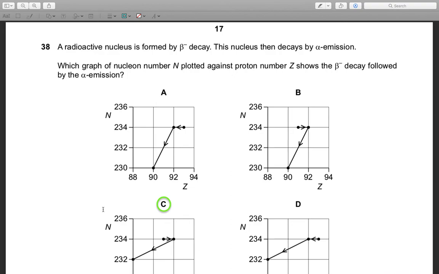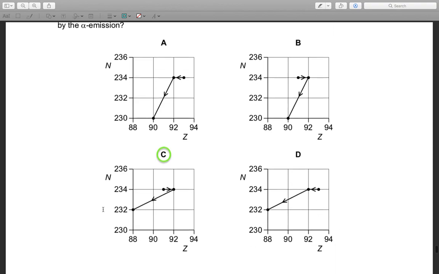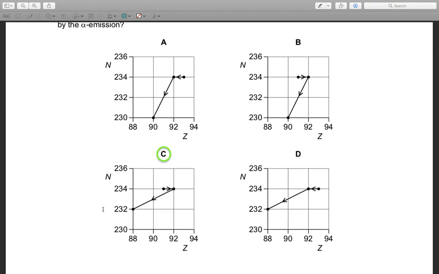38. A radioactive nucleus is formed by the decay of a nucleus, then decays by alpha emission. Which graph of nucleon number plotted against proton number Z shows the beta minus decay followed by the alpha emission? The answer is C, because it goes up in Z, adding some Z, and after that going down from 92 to 88.